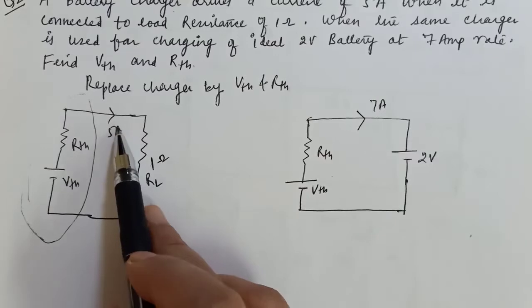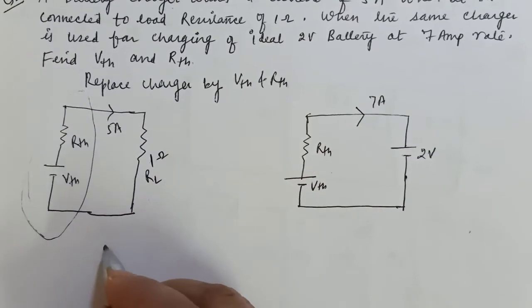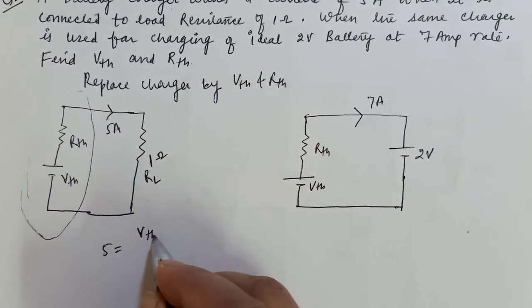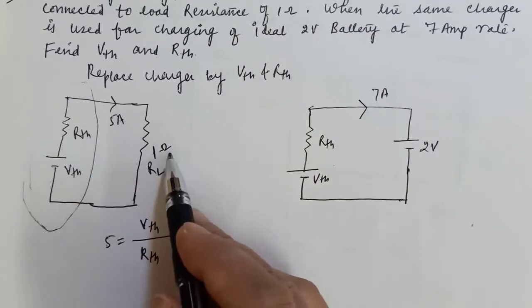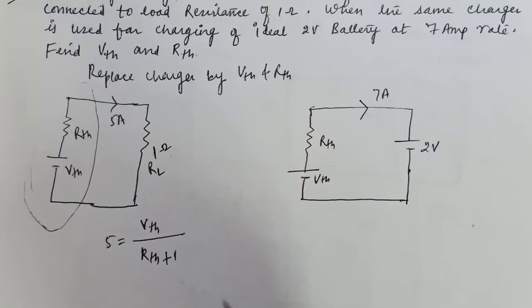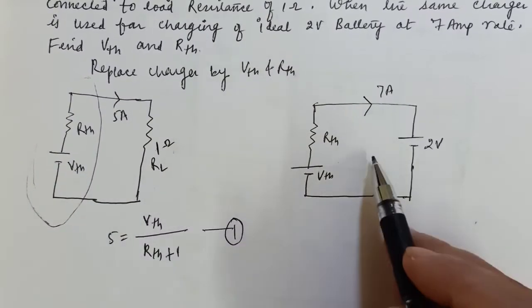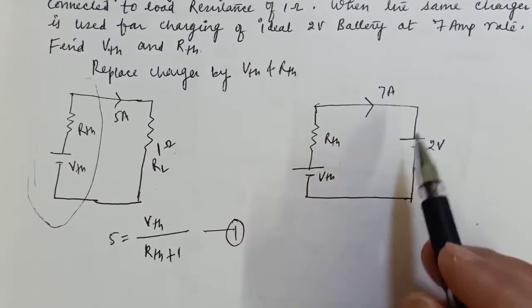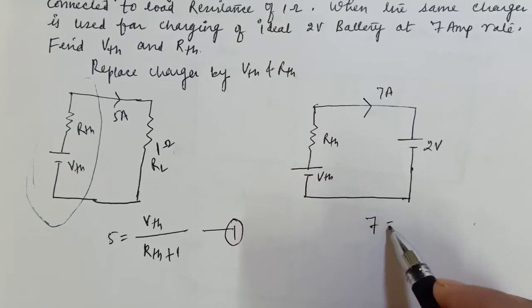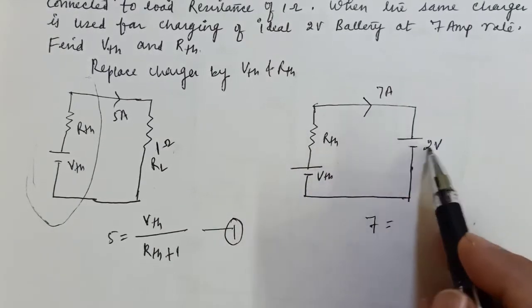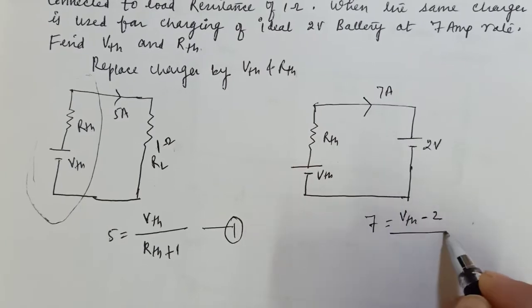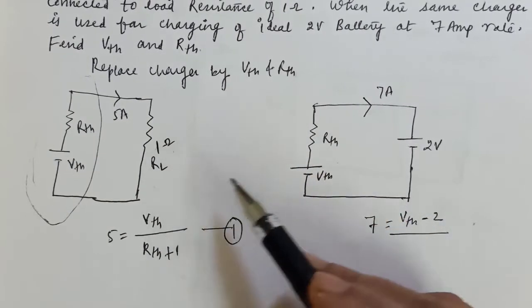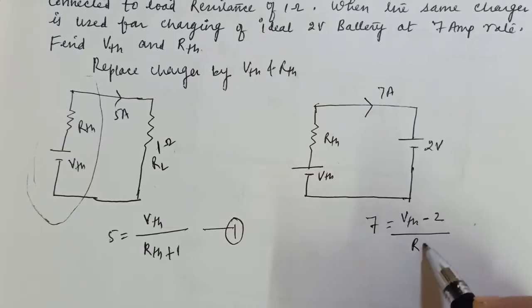Clear? So here load current is 5 ampere. So 5 ampere will be your VThevenin, total voltage divided by total resistance, RThevenin plus 1 ohm. This is one equation. And from this circuit you will get another equation as 7 ampere is the total current. What is the total voltage here? VThevenin minus this drop. So VThevenin minus 2, and what is the total resistance? Just I am applying the KVL, RThevenin.